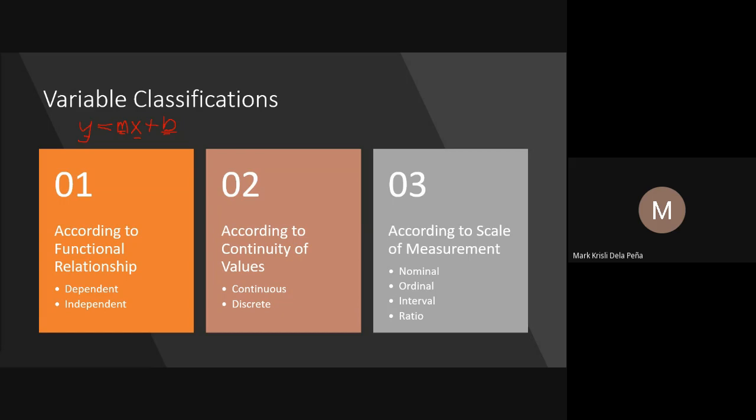Continuous variables, examples of those are weight. What's your weight? 60.5 kilograms. That's an example of a continuous variable. If you recall a number line, any point on the number line is considered a continuous variable.